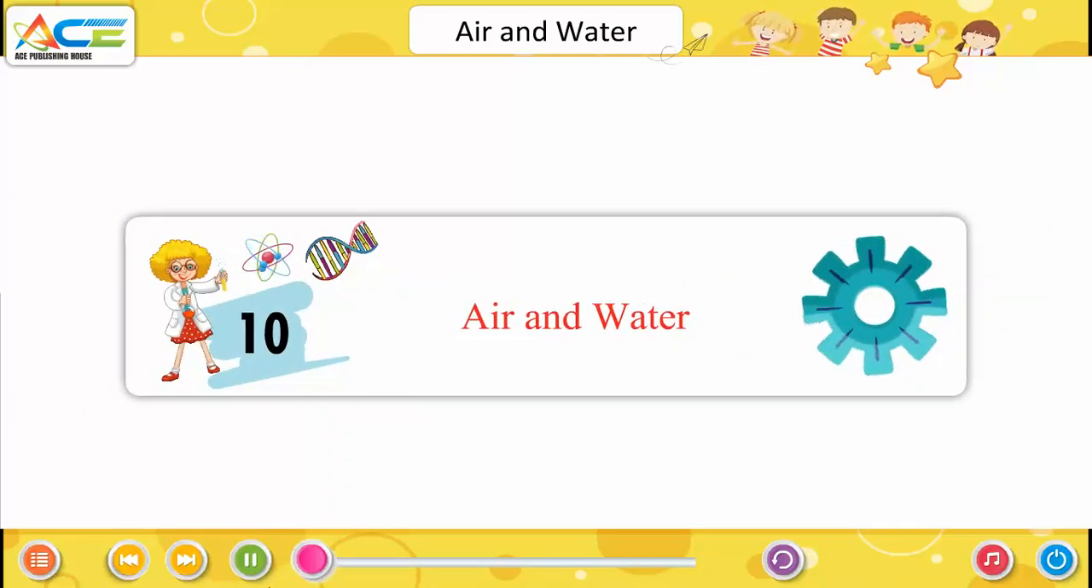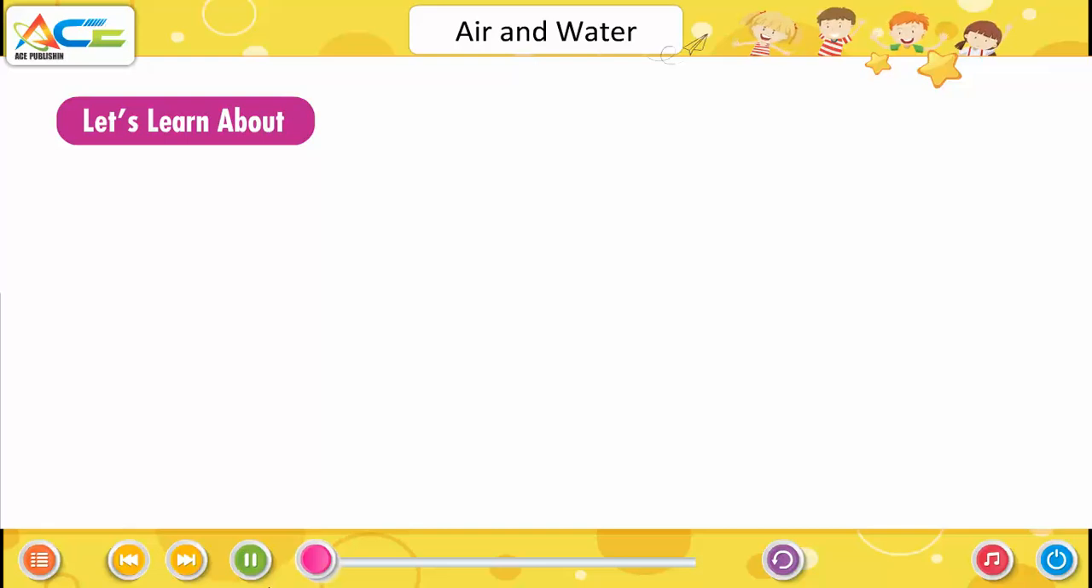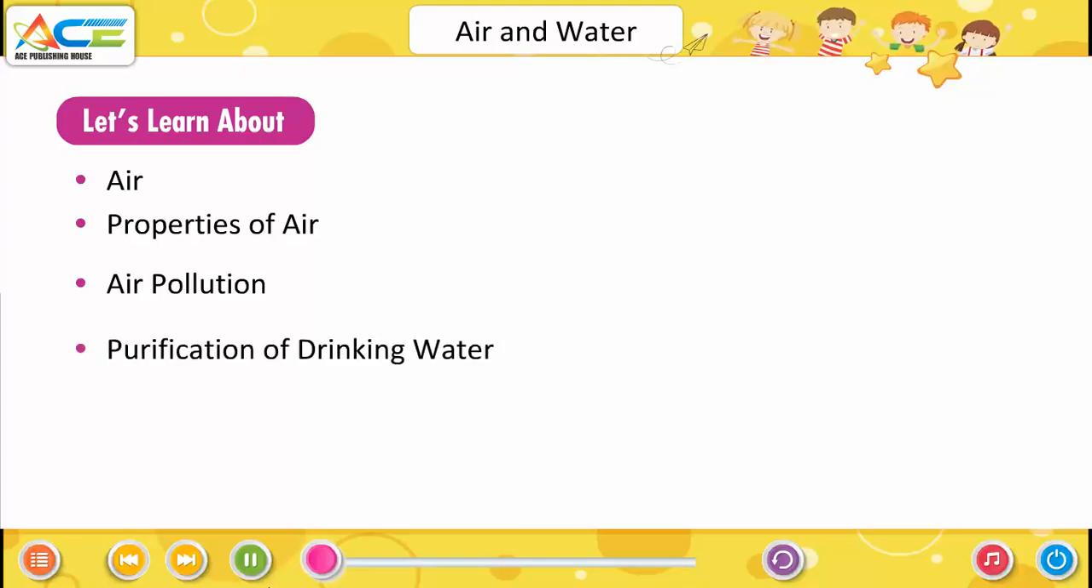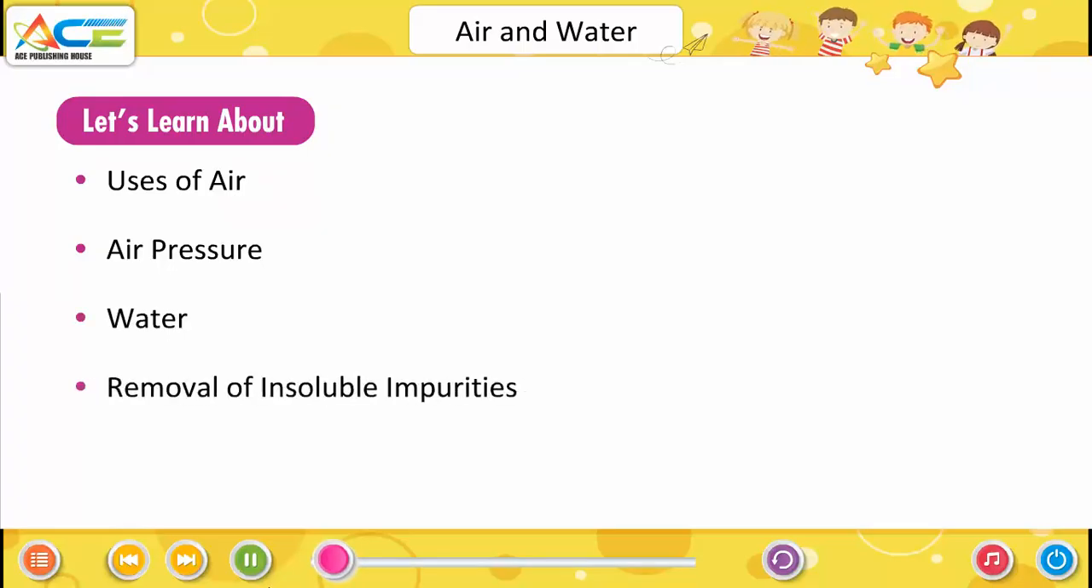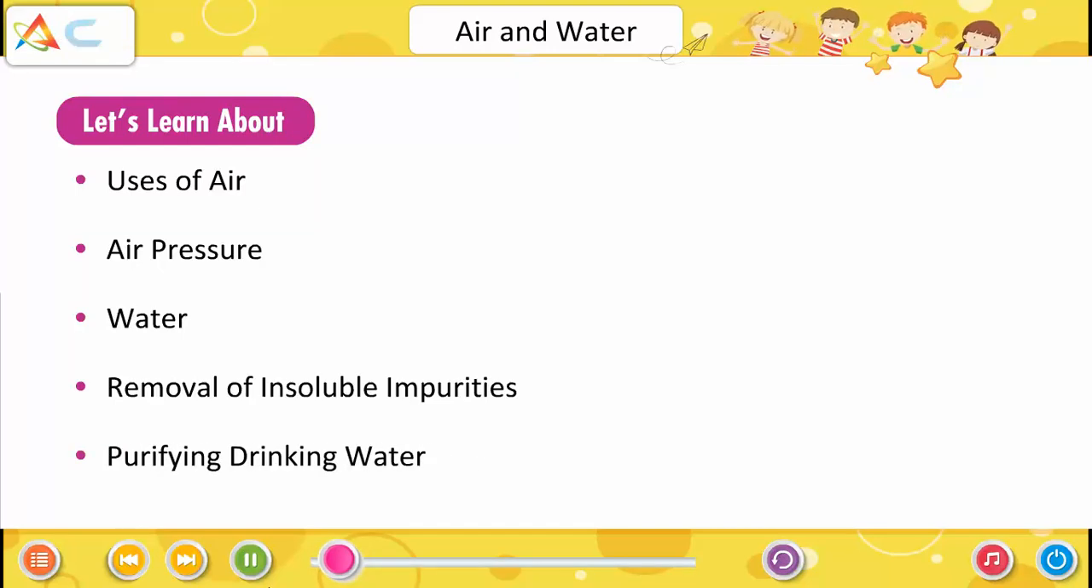Chapter 10, Air and Water. Let's learn about air, properties of air, pollution, purification of drinking water, removal of soluble impurities, uses of air pressure, water, removal of insoluble impurities, purifying drinking water.